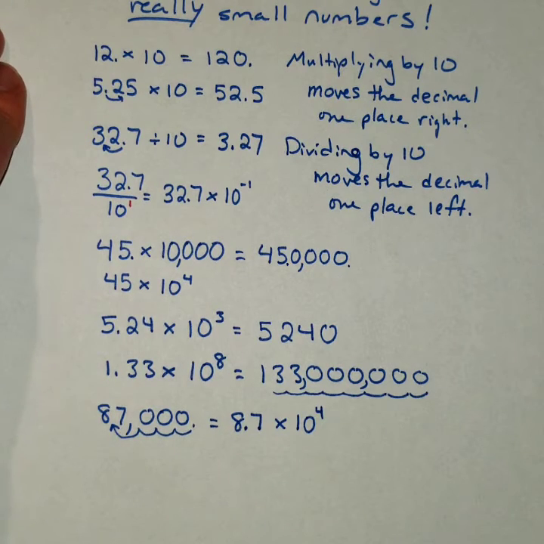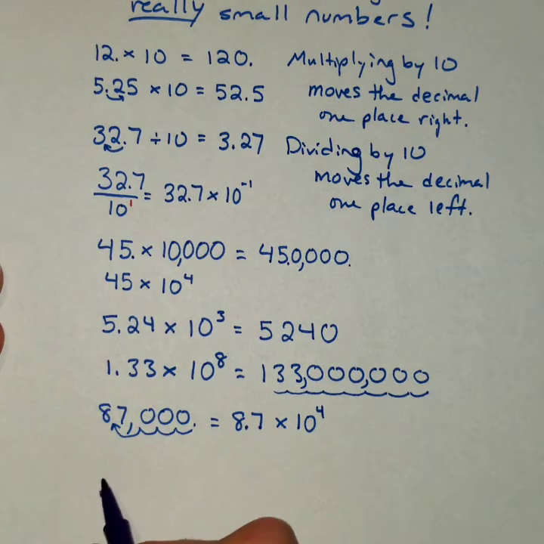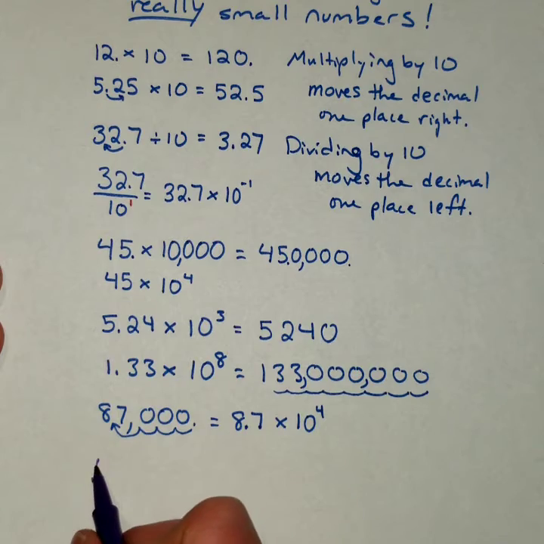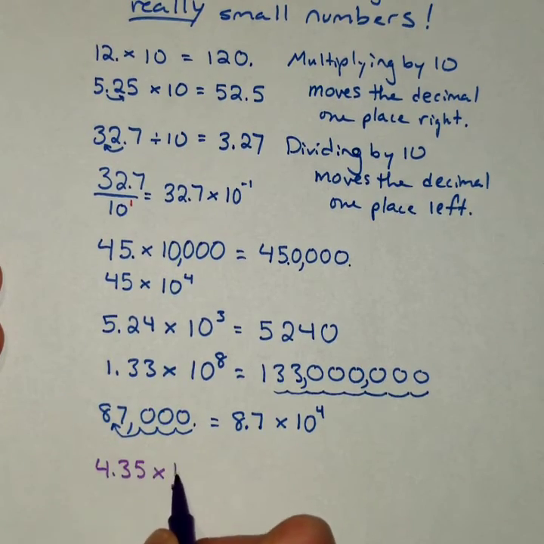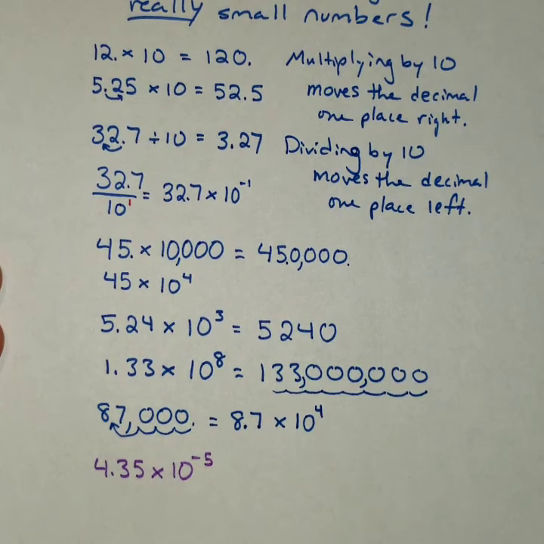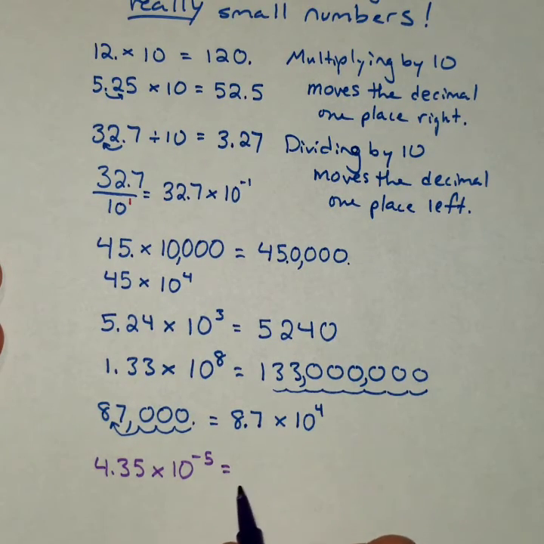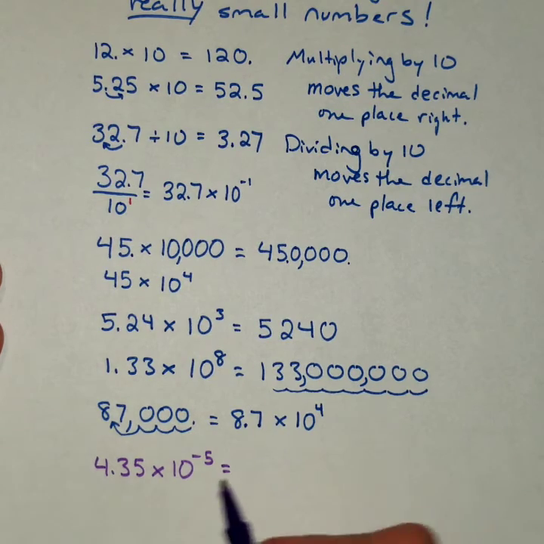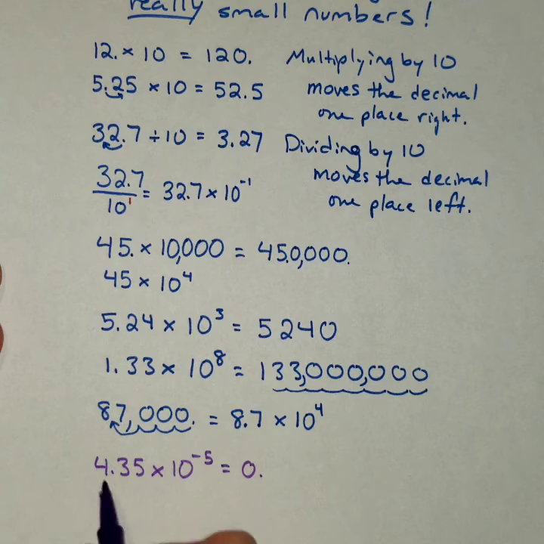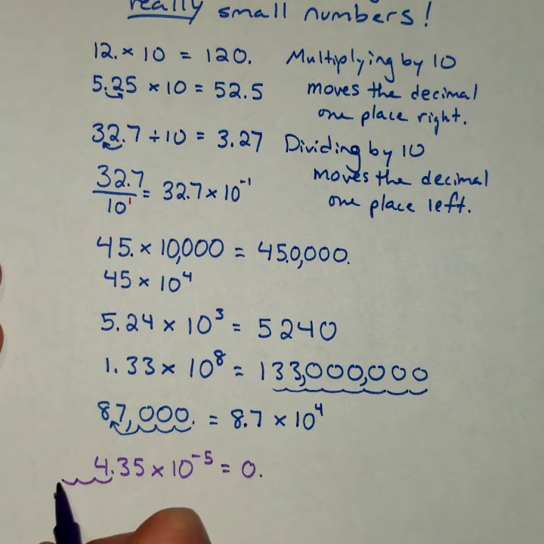Okay. Now if I wanted to go the different direction and make these smaller, we could do that as well. And so we could use the negative power. So if I wanted to take, let's do 4.35 times 10 to the minus 5 power. Well, that moves the decimal 5 places left, because the minus 5 makes it really dividing by 10 to the 5th. And so division moves left, so we move that decimal left 5 places. You'd have 1, 2, 3, 4, 5.